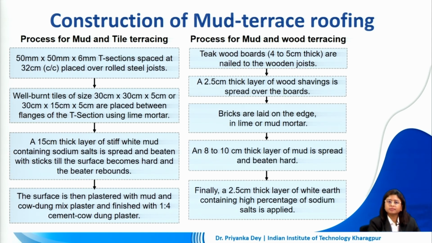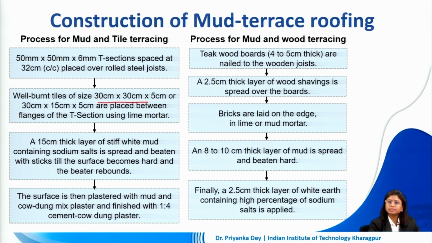On top of this, well burnt tiles, which are of size 30 cross 30 cross 5 centimeter thickness, or we can go for 30 centimeter cross 15 centimeter cross 5 centimeter in thickness, are placed between the flanges of the T section. We use lime mortar to fix them in position.